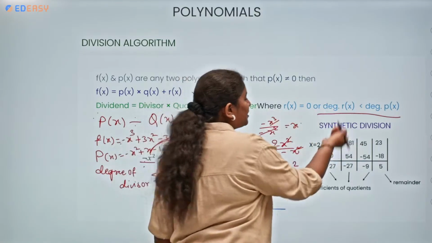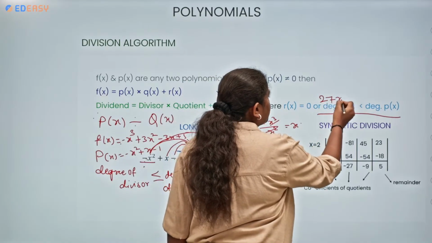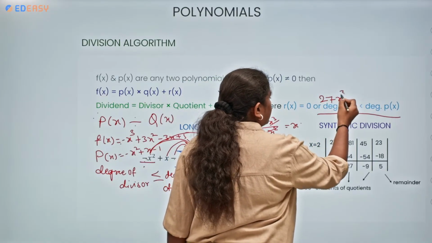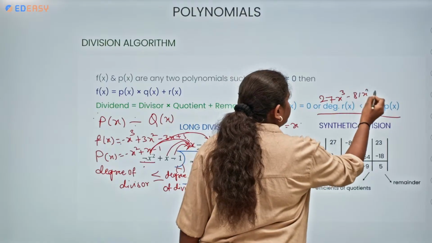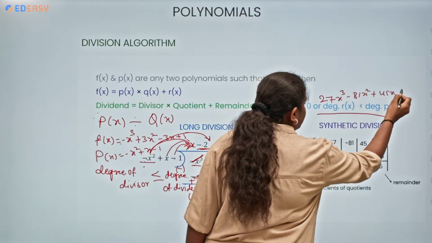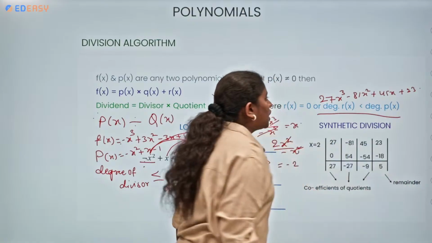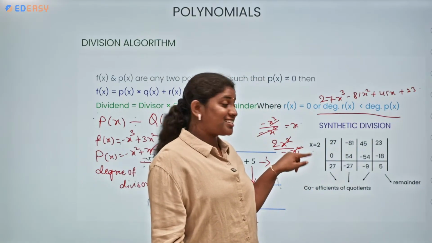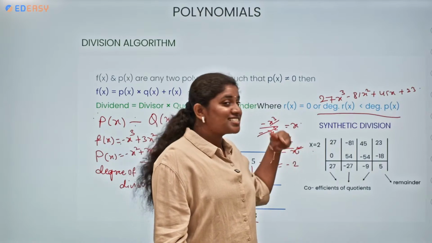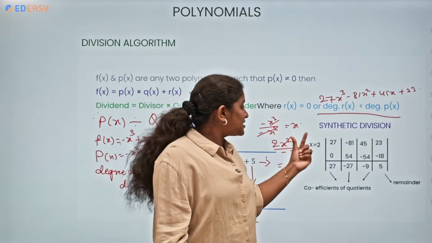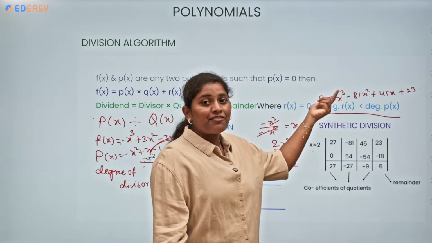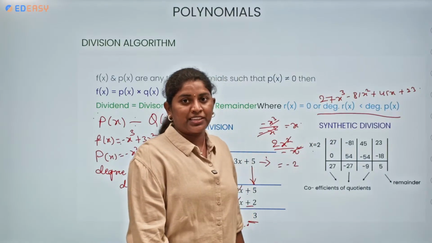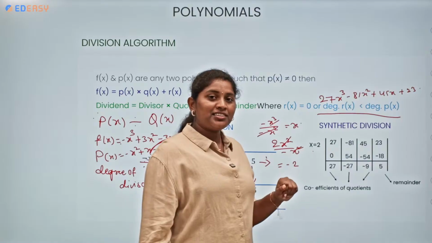Now, what will the polynomial be? 27x cube minus 81x square plus 45x plus 23. Okay. Now, what about this x equals to 2? X equals to 2 means what? This is the 0. Fine. This is the 0 of your given cubic polynomial. Clear? How can we find that 0?